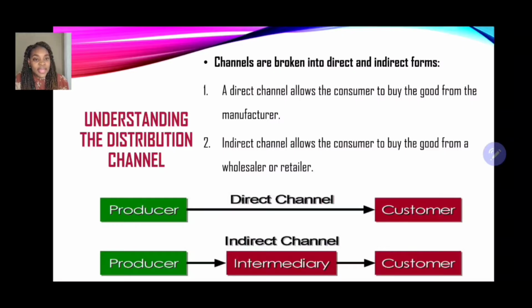In the indirect channel, you'll have the wholesaler or the retailer buying from the manufacturer, and then the consumer would make that purchase from the wholesaler or the retailer. So in the indirect channel, there has to be an intermediary. The intermediary is basically the middleman between the producer or the manufacturer and the consumer.